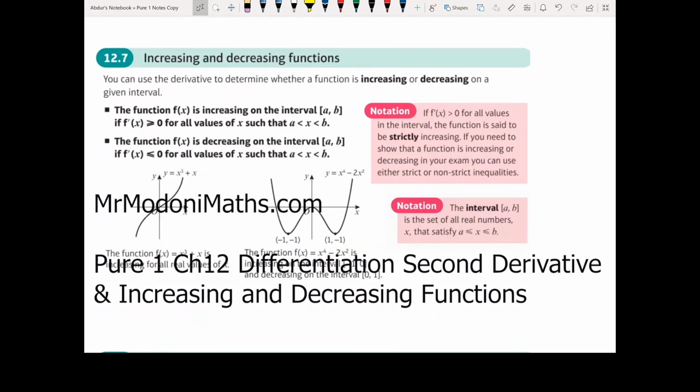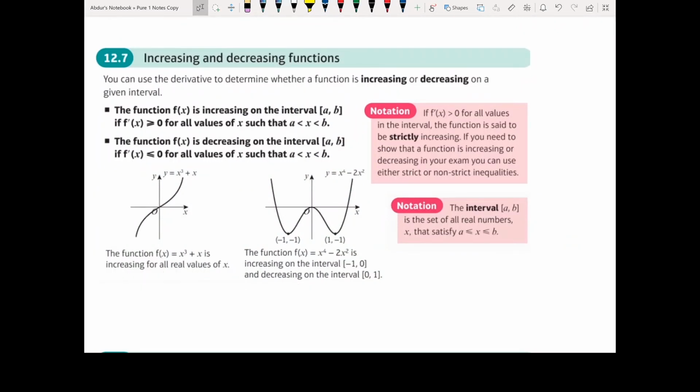Increasing and decreasing functions. Now we can use the derivative to determine whether a function is increasing or decreasing for a given interval. A function is said to be increasing when the gradient function is greater than or equal to 0, and a function is said to be a decreasing function when the gradient is less than or equal to 0.